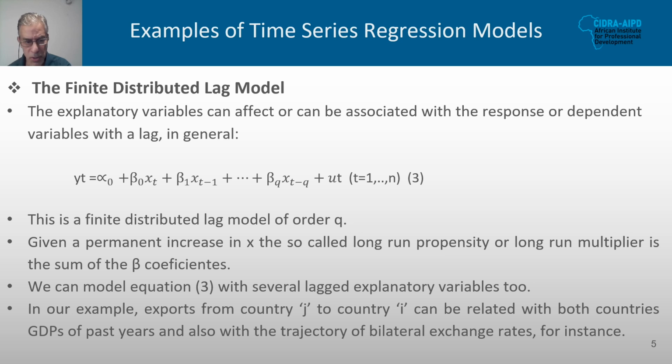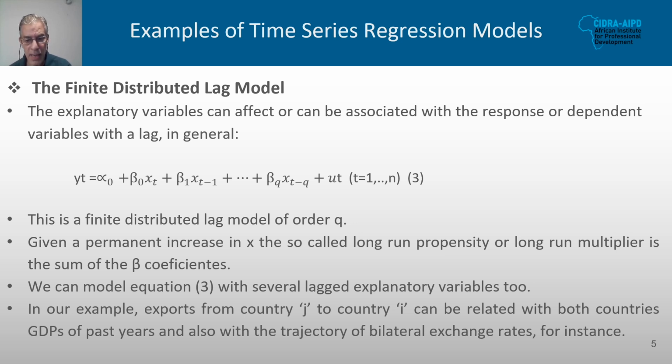This is a finite distributed lag model of order q because we go up to the lag number q. Given a permanent increase in x, the so-called long-run propensity or long-run multiplier is the sum of the beta coefficients.